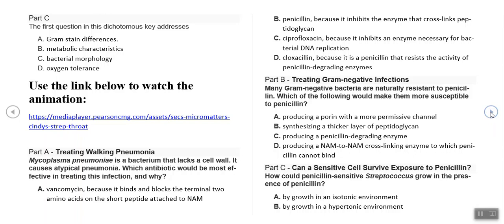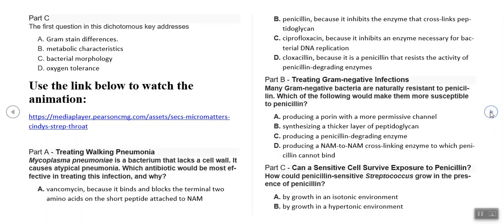B, we don't want to make a thick layer of peptidoglycan. C, we don't want to make penicillin degrading enzymes, because we want the penicillin to stay intact so that it can actually attack the cell wall. And D, we don't want to produce a NAM to NAM cross-linking enzyme to which penicillin cannot bind. Well, that's doing the opposite of what we want penicillin to do, which is to bind to the cell wall and attack it. So letter A is our correct answer for that.